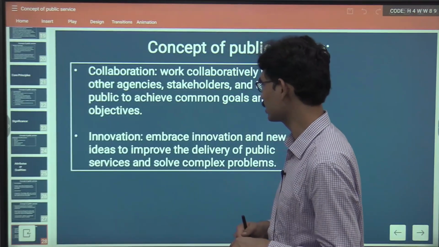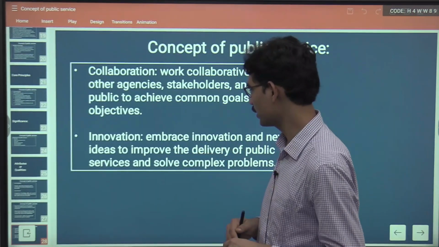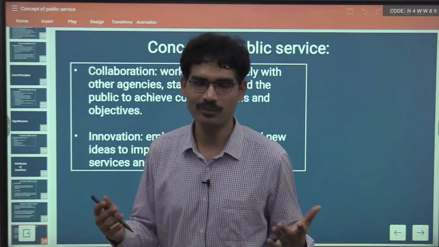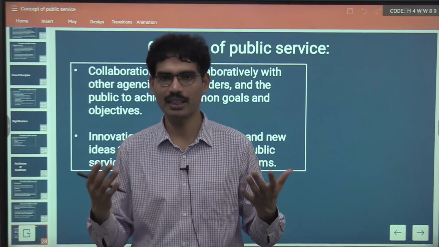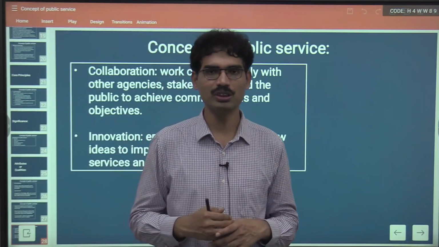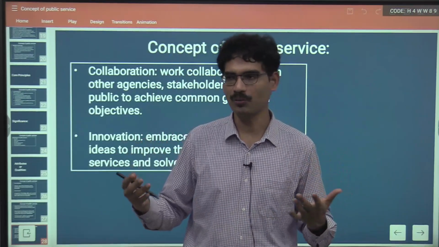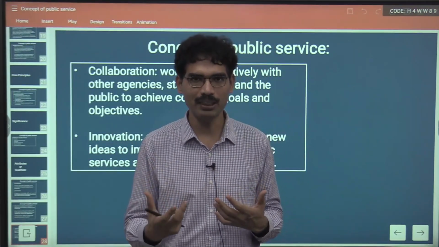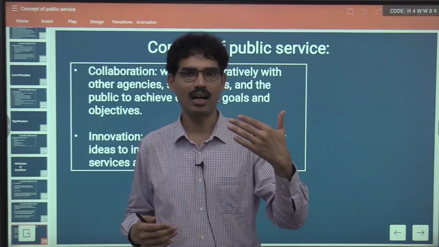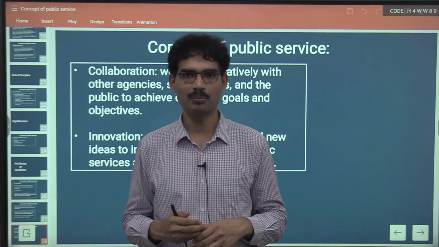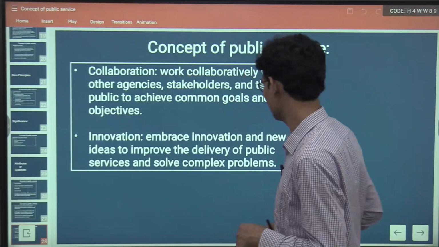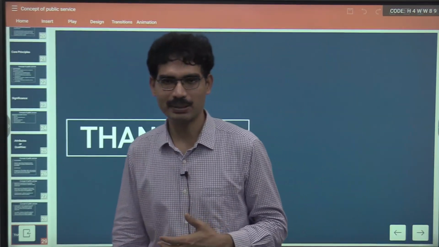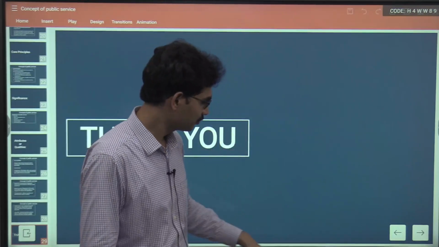Innovation: embrace innovation and new ideas to improve the delivery of public service and to solve complex problems. For example, even an FIR or filing a case in the judiciary. Now technology is improving, and innovative ideas will give easy, simplified methods for the public so that they can easily come and get the problem resolved. Grievance redressal will be there if innovation is there. So these are various aspects with respect to public service.